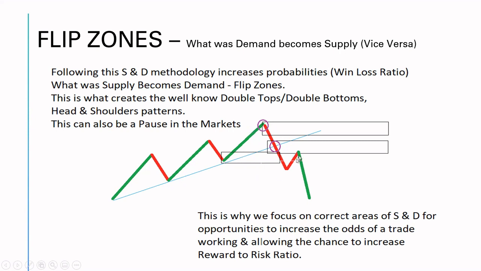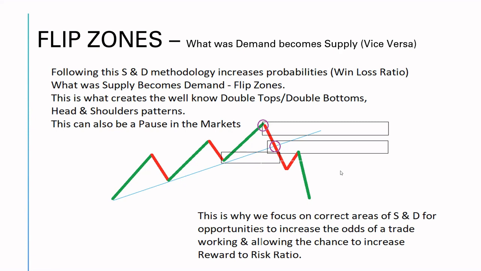These zones are where support and resistance are, but we're not looking at the support or resistance up here or below. We're looking at the whole zone area, because there is some kind of supply and demand imbalance taking place on a bigger picture. So following this supply and demand methodology increases your probabilities, which is your win-loss ratio, because you're looking only for the areas of flip zones. And that will also help you increase your reward as well, because we're able to drop down to lower time frames in these areas to reduce our risk and increase our reward.